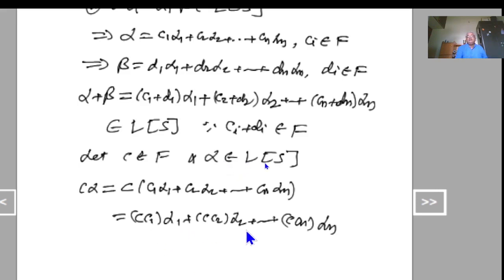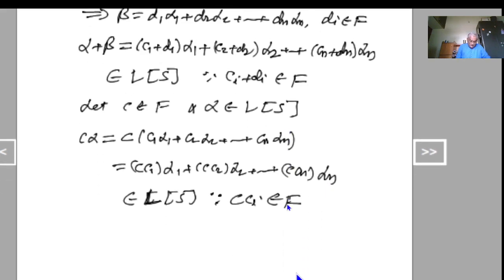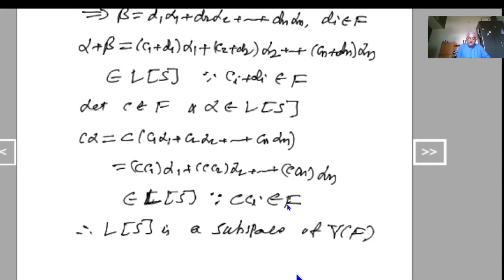And this is nothing but the linear combination of alpha 1, alpha 2, alpha 3, alpha n, because C C1, C C2, C C3, C Cn belong to F, because C belongs to F and Ci also belongs to F. So we say that this belongs to L of S, because C into Ci belongs to F. So here both the conditions are satisfied. Therefore, we write L of S is a subspace of V over F. Okay.